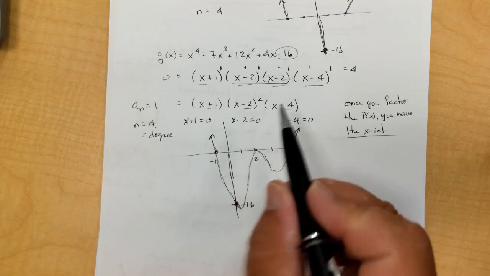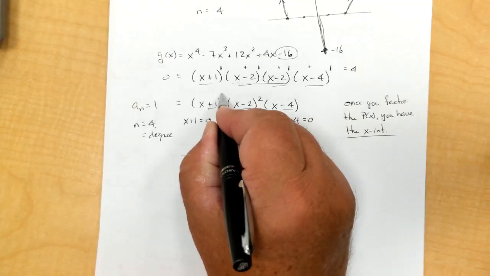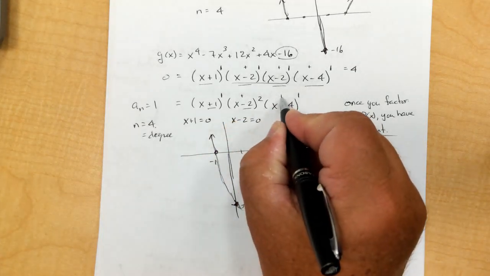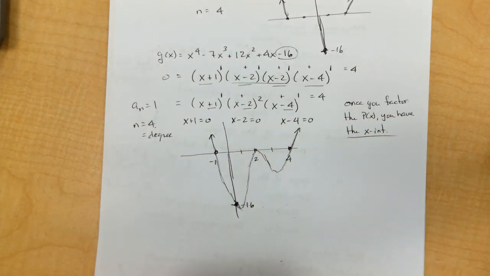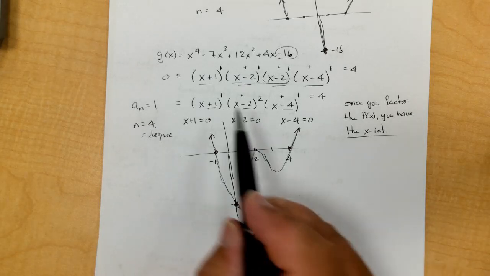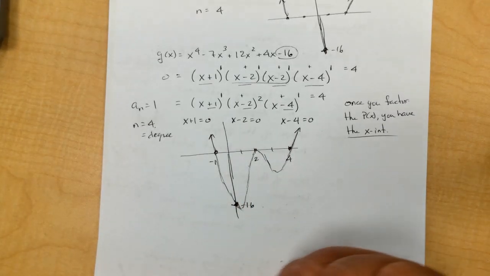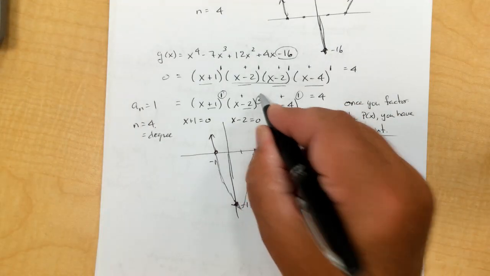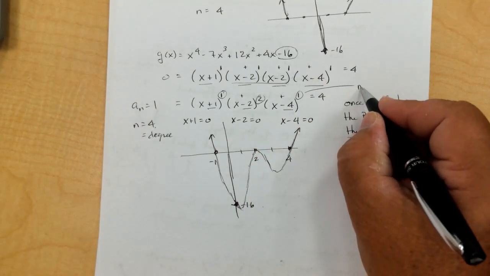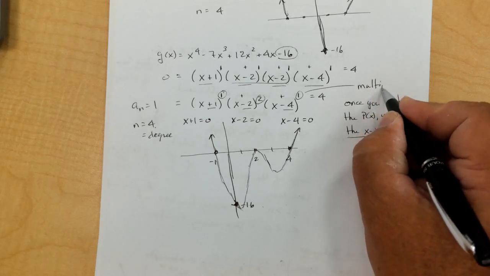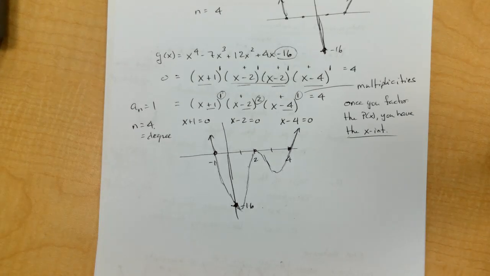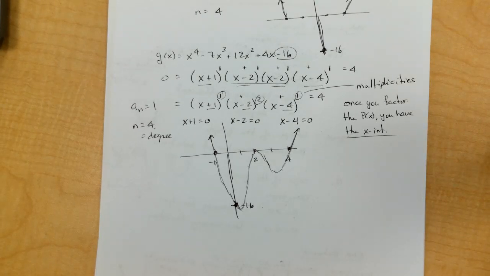So in the final factored form, this one has an exponent of 1, this one has an exponent of 2, but if I add those together, I still get 4. Add these exponents on the parentheses. These exponents here, those are called multiplicities. How many times the solution is repeated?